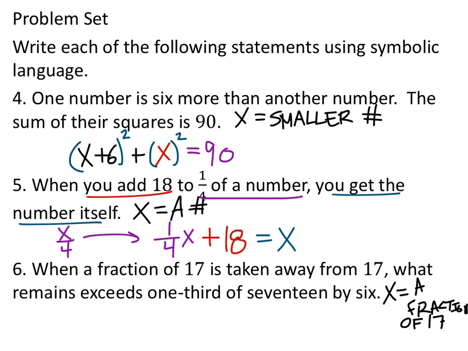So when a fraction of 17 is taken away from 17, that means I'd have to take the 17 and subtract the fraction of it. What remains would be 1/3 of 17, so I'd multiply that by 17. But it exceeds that by 6, so I would have to add 6 to that. That's the equation with the defined variable.